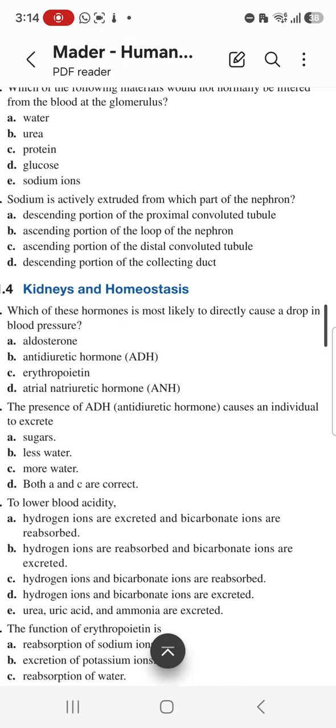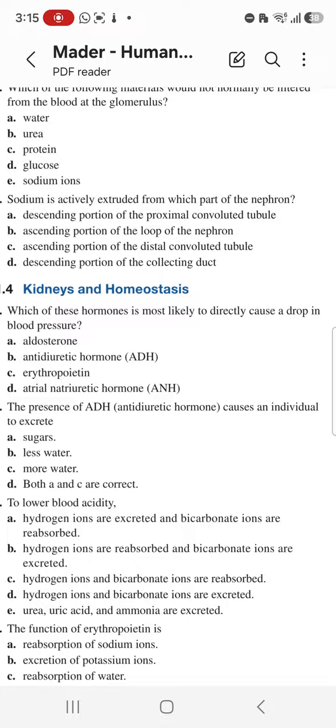Question number 10. Which of these hormones is most likely to cause a drop in blood pressure? So let's see. Aldosterone is released to increase the sodium uptake. So it will, in fact, do the opposite. It will cause an increase in blood pressure. ADH causes more water to be reabsorbed. More water will have greater volume. It will not cause a drop in pressure.